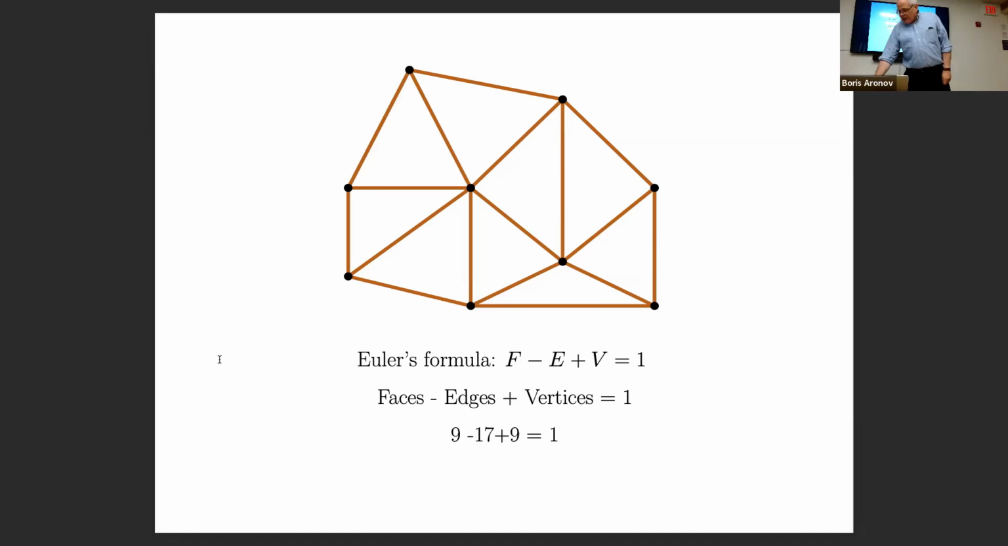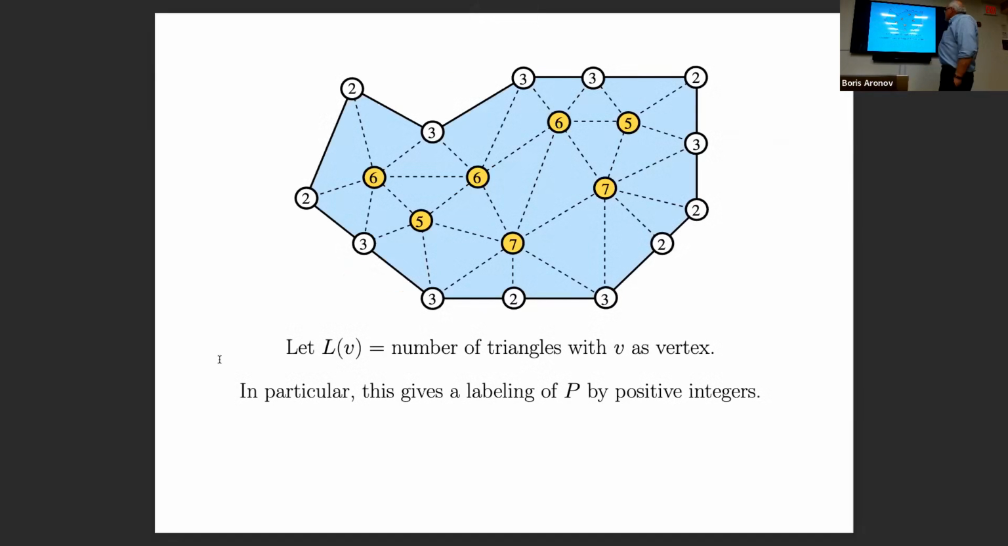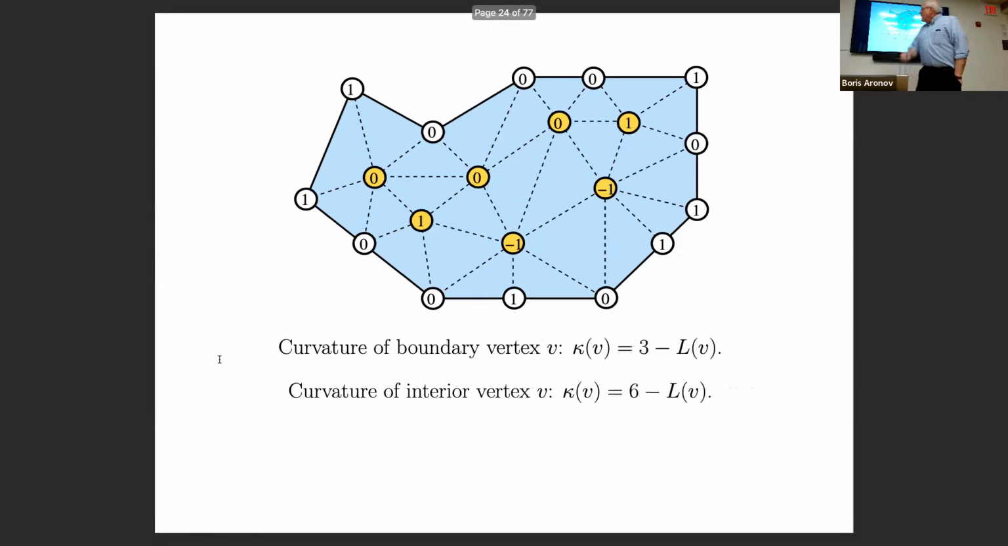I'd rather write it slightly differently. Maybe this is well known, I don't know. When I have a triangulation, I'm going to label the vertices with how many triangles meet at that vertex. And I'm always going to call this L. It's going to be the labeling of the vertex. And I want to think of these as kind of curvatures. And so what I'm going to do is, on the boundary, it's going to be 3 minus the number of triangles, and in the interior it's 6 minus. So where 6 triangles come together, that's a 0 curvature vertex. Where 7 come together, 6 minus 7, and that's a -1 curvature vertex.